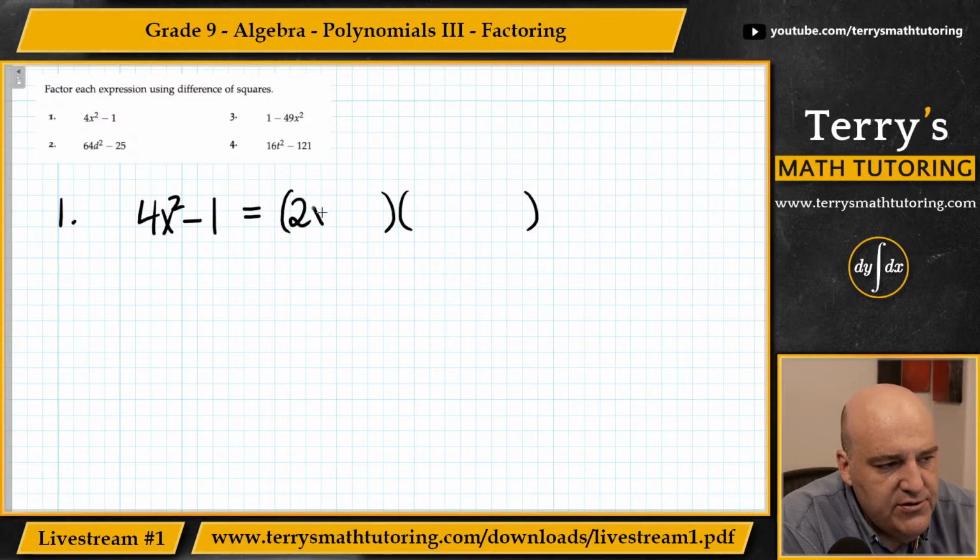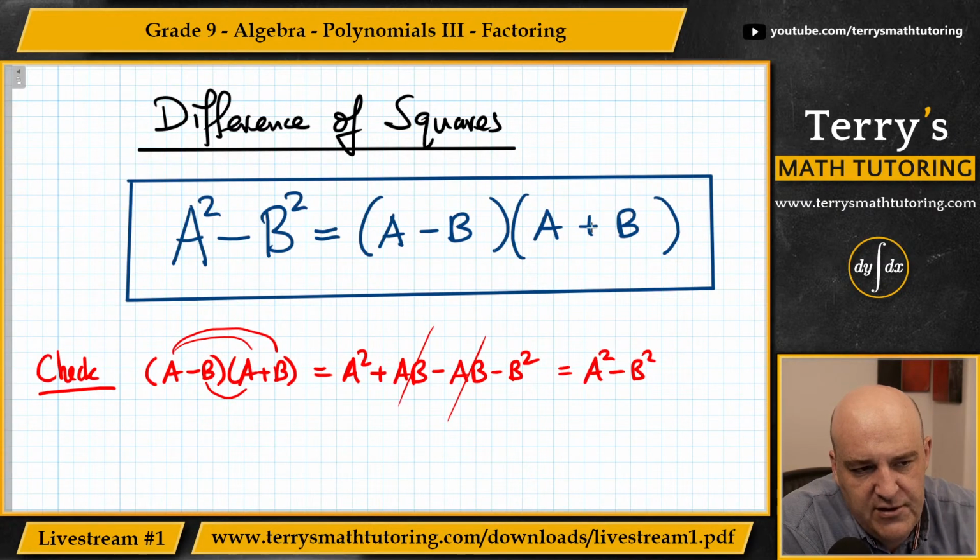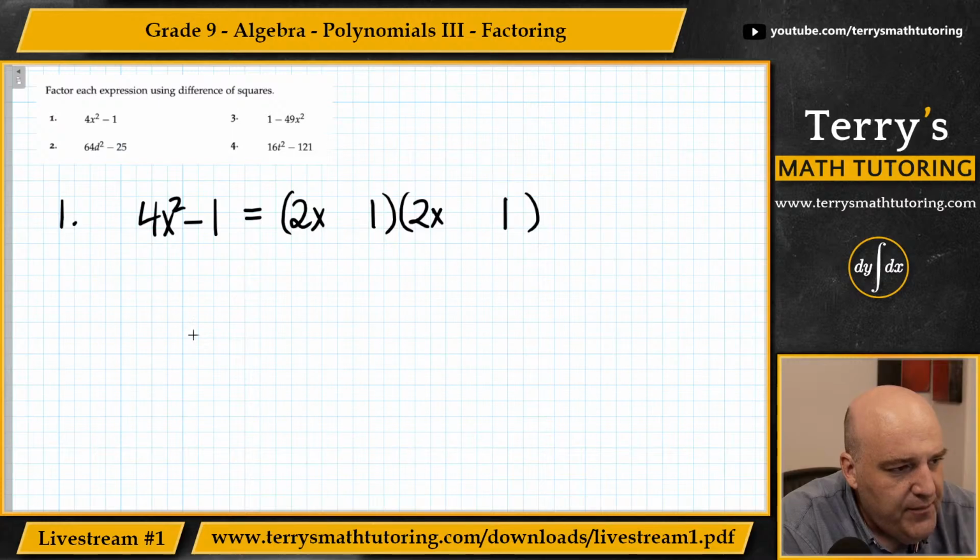The 2x goes here. The 1 goes here. And one of them has a plus and one has a minus. The way I wrote the formula here, I put the minus first and then the plus, but it could go the other way. You could write a plus b times a minus b. Sometimes I write it like this, but sometimes I write it the other way. I'm not even aware which one I do. So if I write a plus b first and then a minus b, that's perfectly fine as well. So one is minus, one is plus, and you're done.